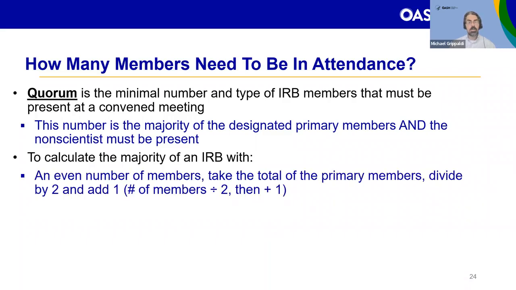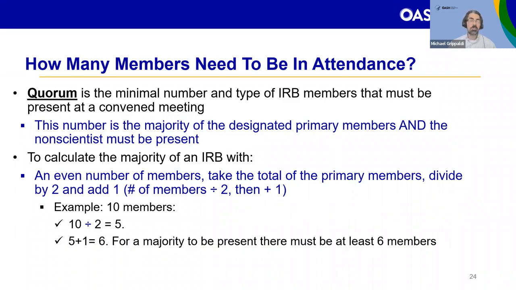For an even number, divide the number of primary voting members. So if you're keeping a roster that includes both primary and alternate members, we are only looking at the primary members. So take that number, divide by 2, and then add 1. So if we have an IRB that has 10 primary members, 10 divided by 2 results in 5, but we need a majority, right? Not half of the members, but we need a majority, not 50%. So 5 plus 1 equals 6. So in order to satisfy quorum, we would need 6 members present at the meeting.